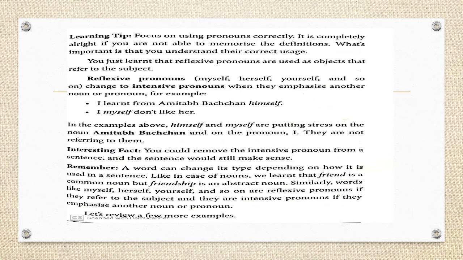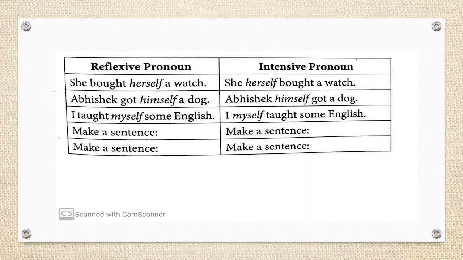So let's review a few more examples. This is the chart of reflexive pronouns and intensive pronouns. Here there are examples and you can see the differences very clearly. "She bought herself a watch" is a reflexive pronoun. Here herself is referring to she. But "she herself bought a watch": here herself is emphasizing she.